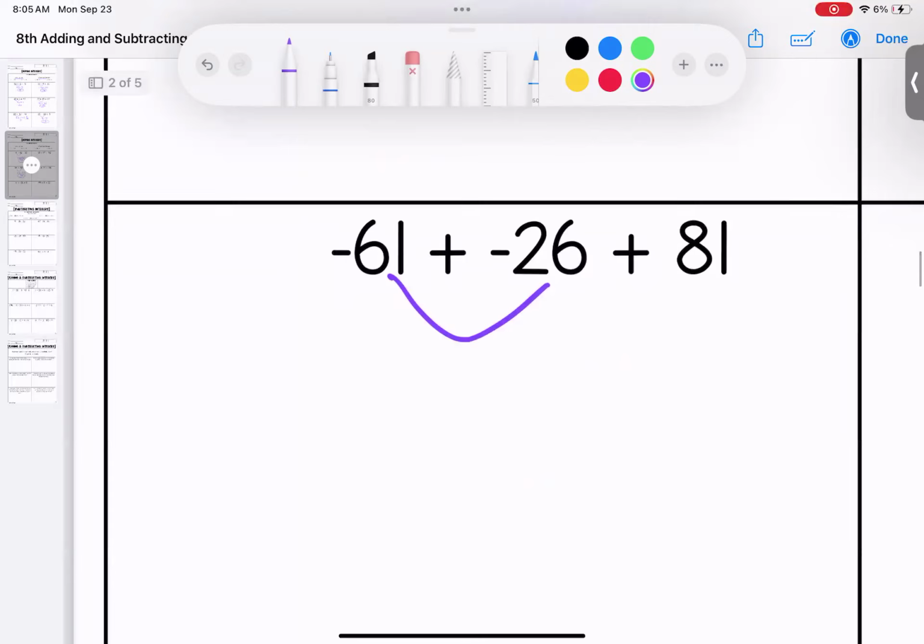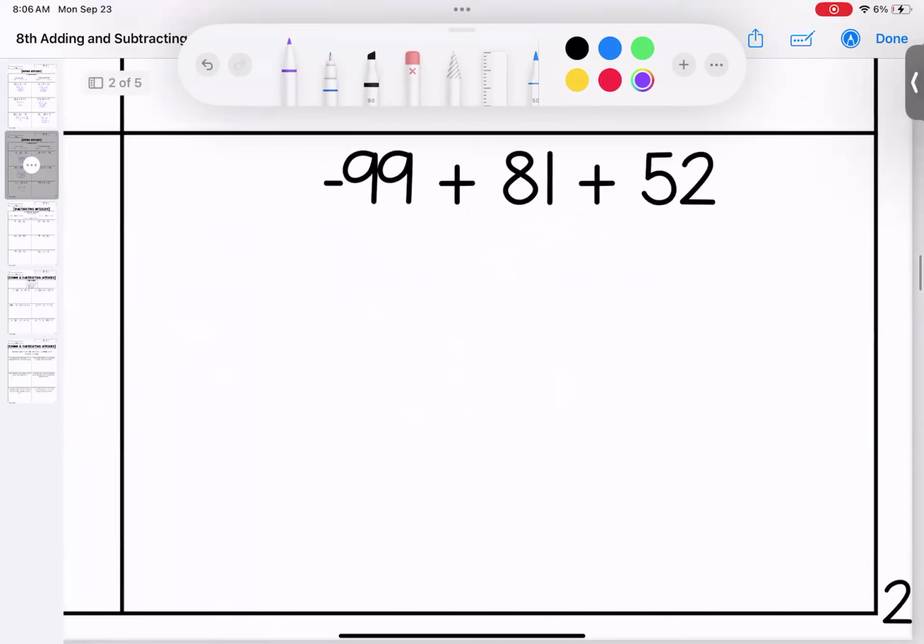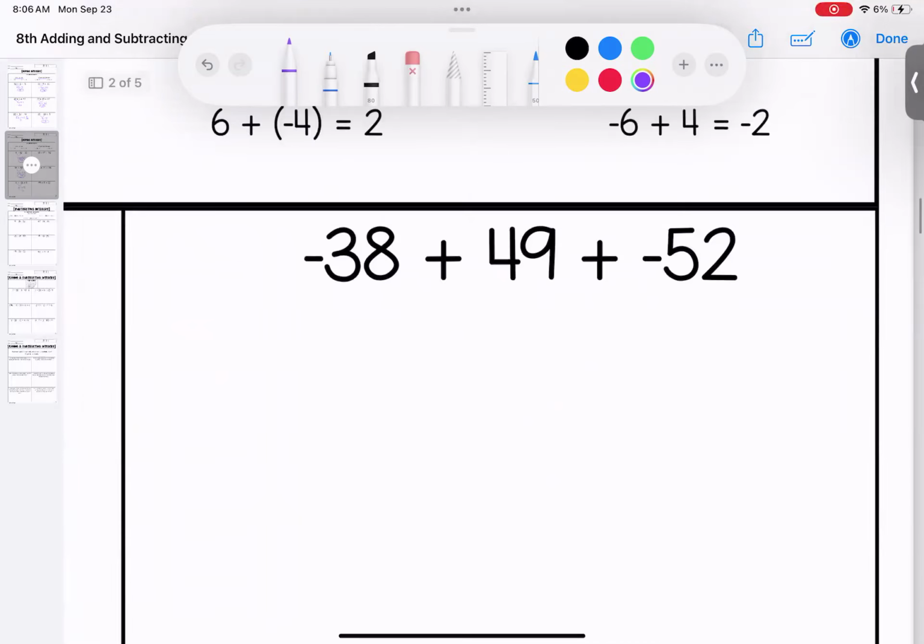Same sign sum. 61 plus 26 is 87. It's negative. Opposite subtract. 87 minus 81 is 6. And that is still negative. Coming back up to the top, going down the other side.